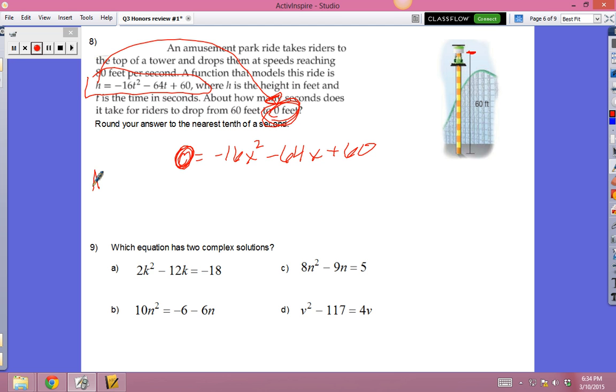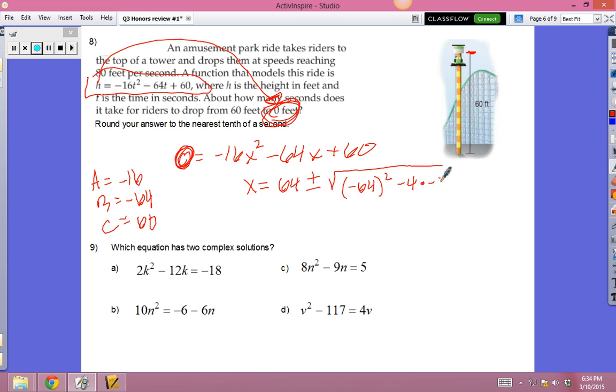So the quadratic formula is a good way to go. A equals negative 16, B equals negative 64, C equals 60. So x equals negative b, so now that's going to be positive 64, plus or minus the square root of b squared minus 4 times a times c, all over 2 times a, 2 times negative 16.